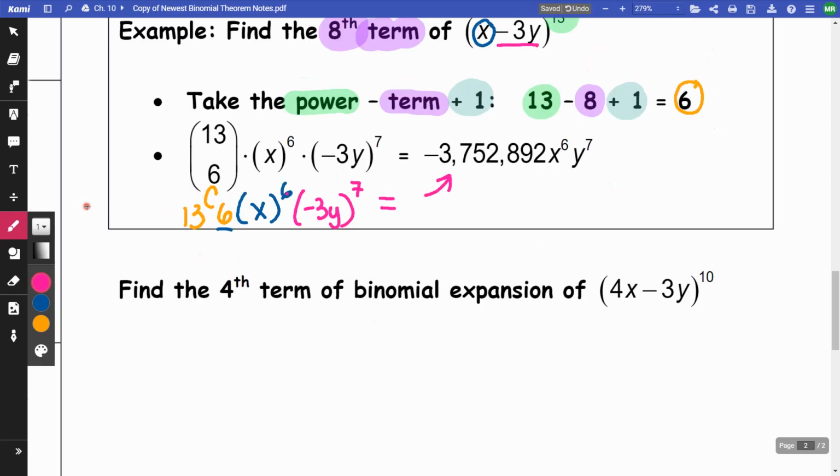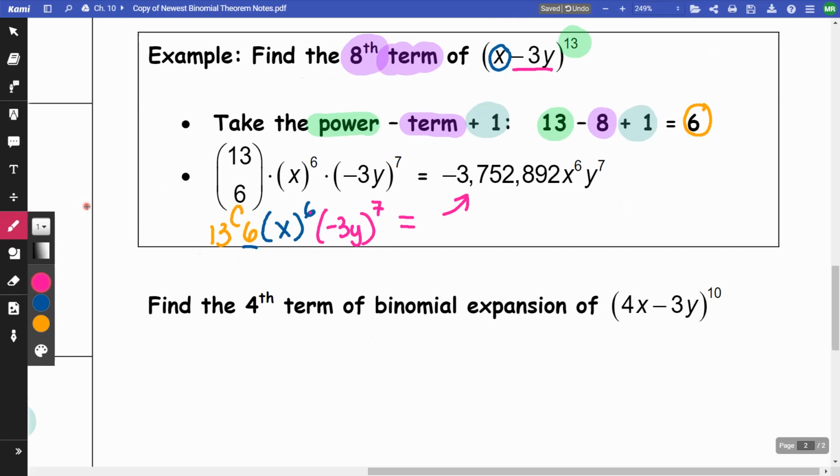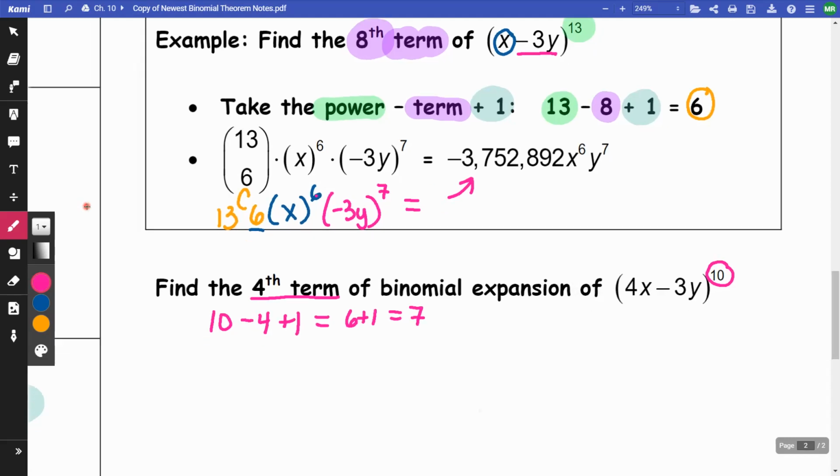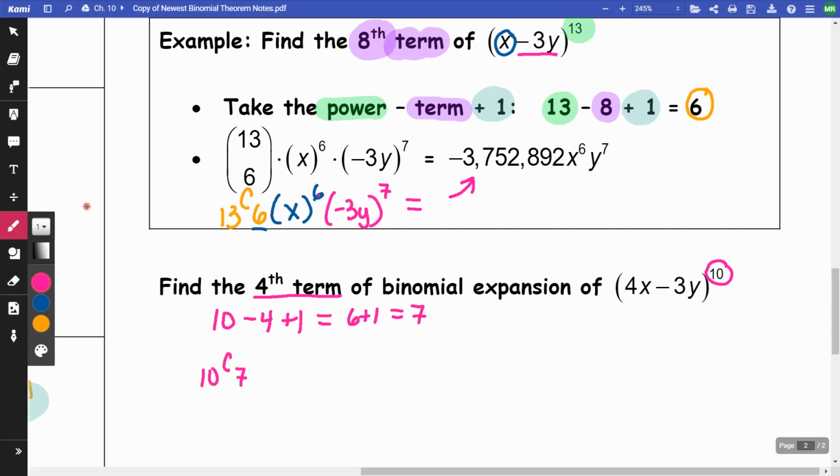Okay, so when we're doing this one, our exponent is 10. We want the fourth term, so we're going to minus 4 and then add 1. So that's going to be 6 plus 1 or 7. So what that means is I'm going to be doing 10 choose 7. Something to the 7th, something to the 3rd, because 7 plus 3 gives us 10. Now this first term is going to be 4x. The second term, you include that sign, is a negative 3y. And then we're going to put this into our calculator.